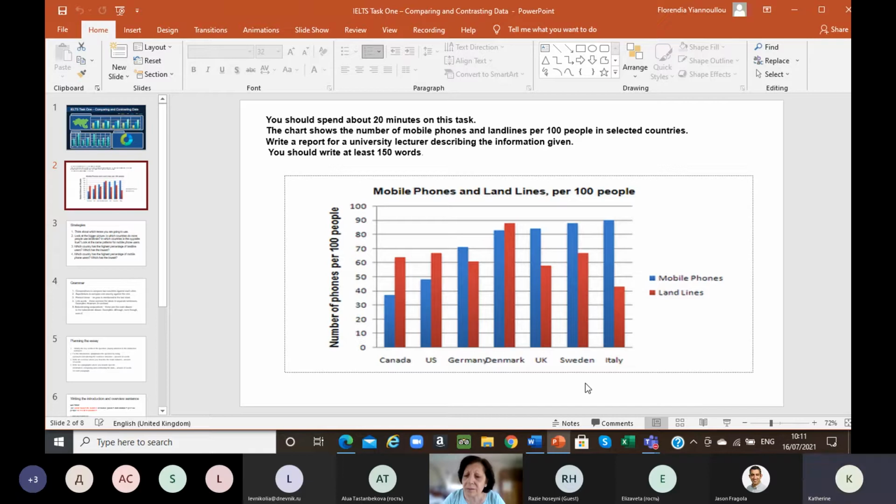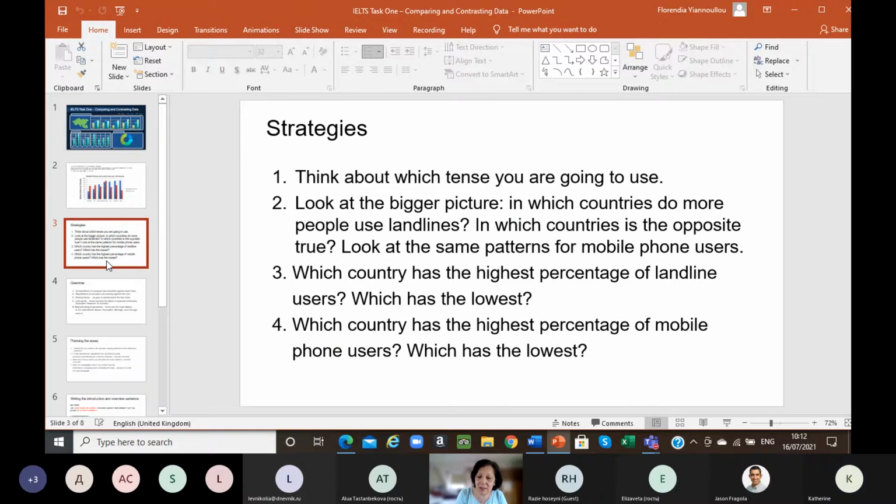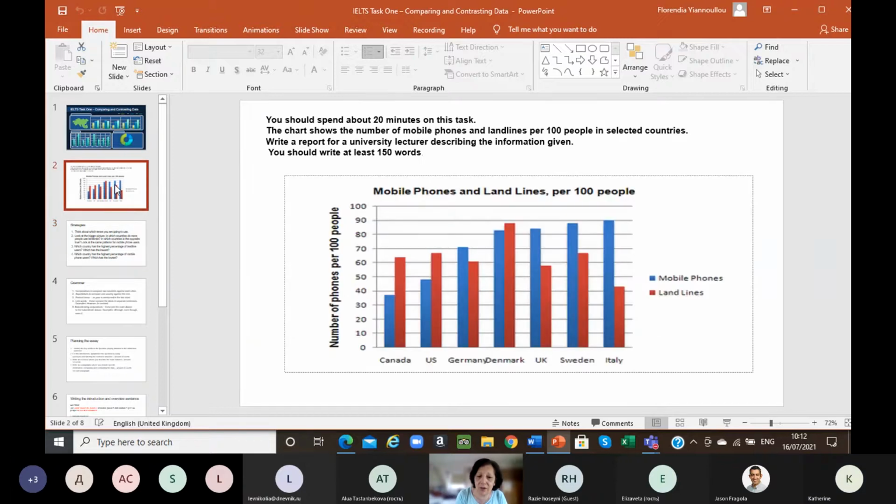Well, I saw some tests. You've seen tests. Okay, so this bar chart is the most common one, along with the graph and the pie chart. So as we said, the strategy is first you look at the bigger picture, and then look at the tense that you need. Now, do you see any dates there?